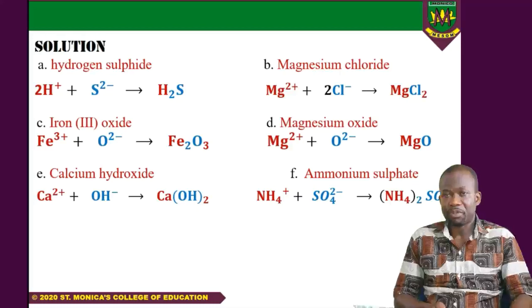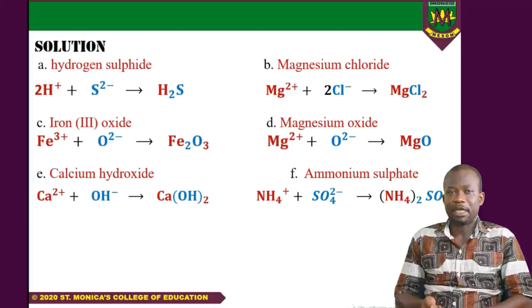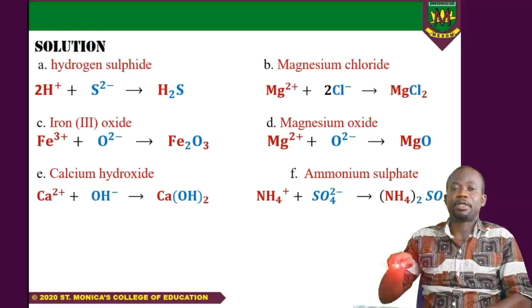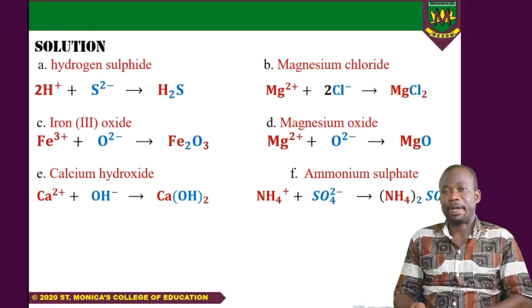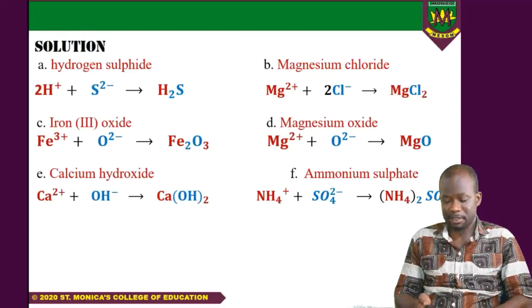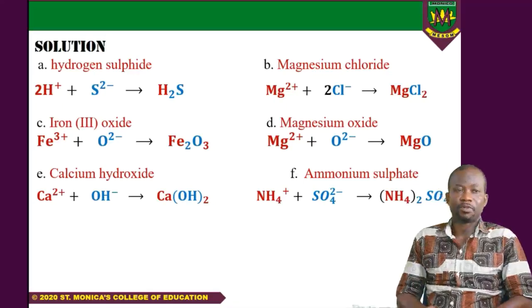Next one is ammonium sulfate. In the formation of ammonium sulfate we need ammonium ion and the sulfate ion combining to form this. You realize that the sulfate ion is 2-. It means that it will need 2 electrons from the ammonium. One ammonium ion has just one positive charge, so we need 2 of them, and that is why there are 2 here, so that each will donate a positive charge to the SO4 to make it SO4 2- and balance it. So that is how it is formed.